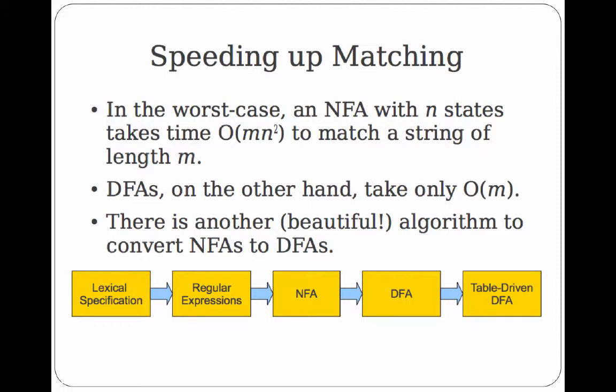So we can speed up matching, because in the worst case, NFAs with n states take order m n squared to match a string of length m. DFAs, on the other hand, take only order m. And there's another beautiful algorithm to convert NFAs into DFAs.